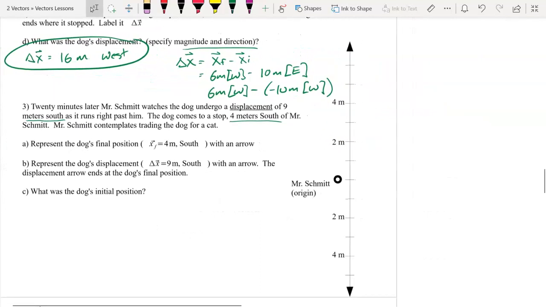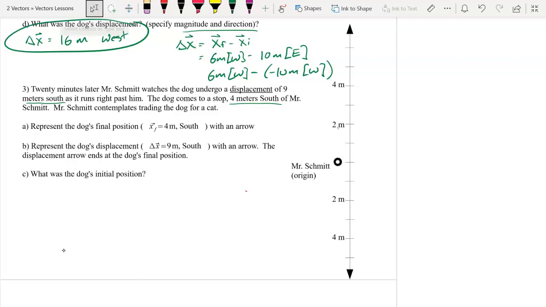So I'm going to start by representing the dog's final position, 4 meters south. Let's represent that on the diagram with this position vector, x final. And now let's draw the displacement vector. So we know the dog travels 9 meters south, so we need a vector which points 9 meters south and ends up at the 4 meters south location. Here's 4, 6, 8, 9 meters. So this is our change in position.